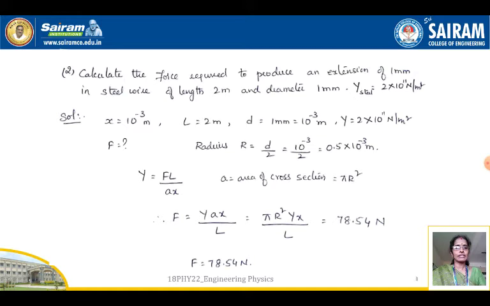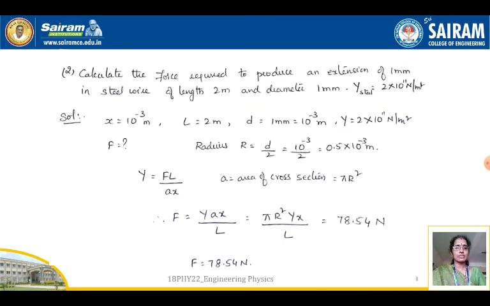You have to calculate the force, and the given length is 2 meters and the diameter has been given, Young's modulus has been given. The extension produced is 1 mm, that means x is the elongation, the change in length, is 1 mm. Convert 1 mm into meters, that is x is equal to 10 to the power of minus 3 meters. And capital L, the length of the steel wire, is 2 meters and the diameter is 1 mm, so convert into meters, it is 10 to the power of minus 3 meters, and Y is 2 into 10 to the power of 11 Newton per meter square. Now you have to calculate the force F.